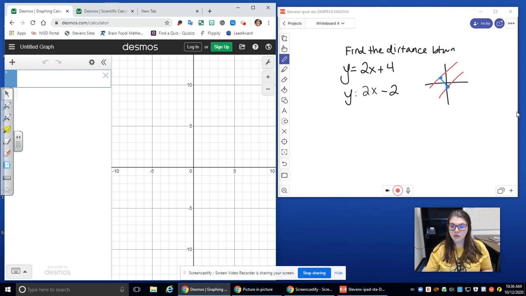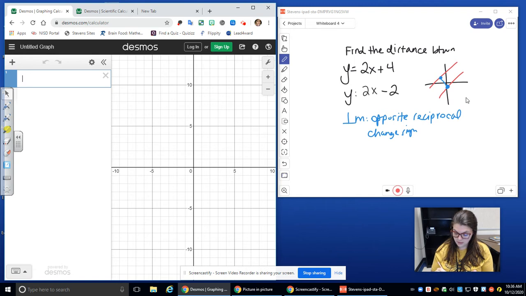So what we have to do, since this is a perpendicular line, is first find a perpendicular slope. Remember, perpendicular slopes are opposite reciprocal. What that means is change your sign and flip your fraction. So where do I find the slope for my opposite reciprocal? You're just going to look at the slope that they already give you.